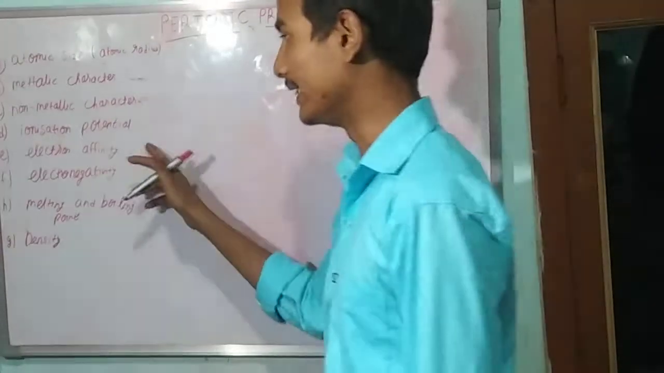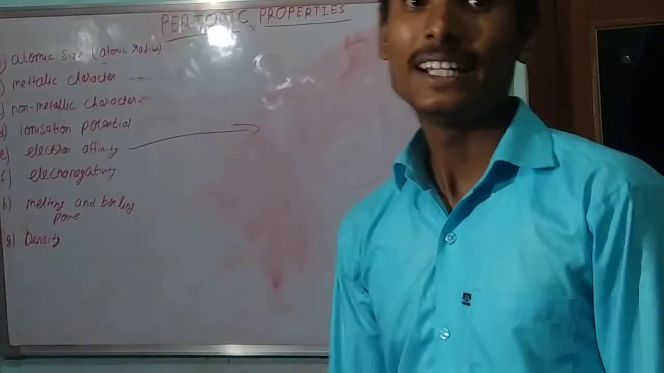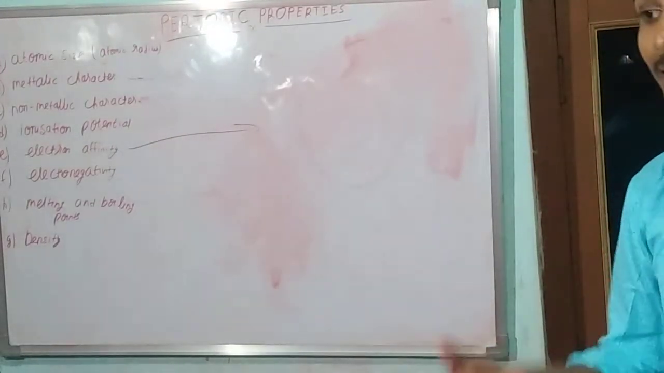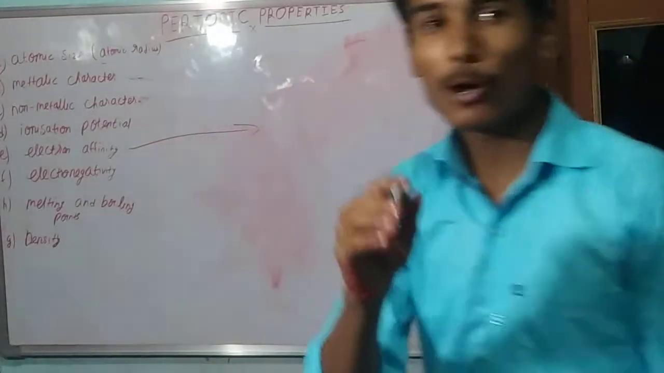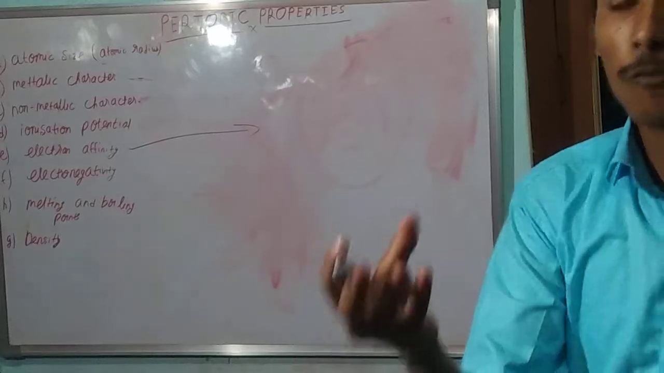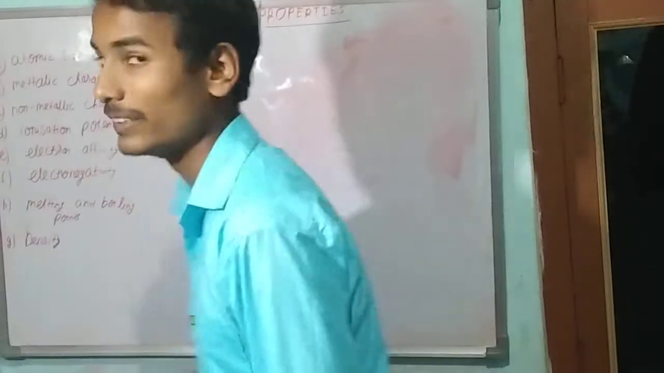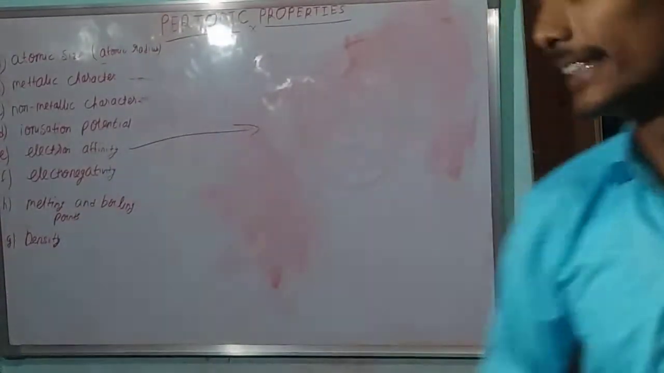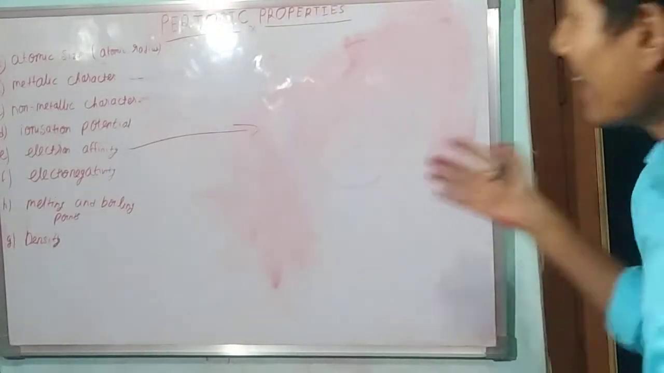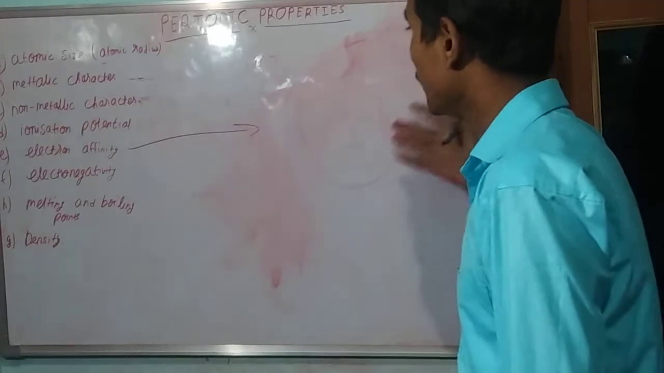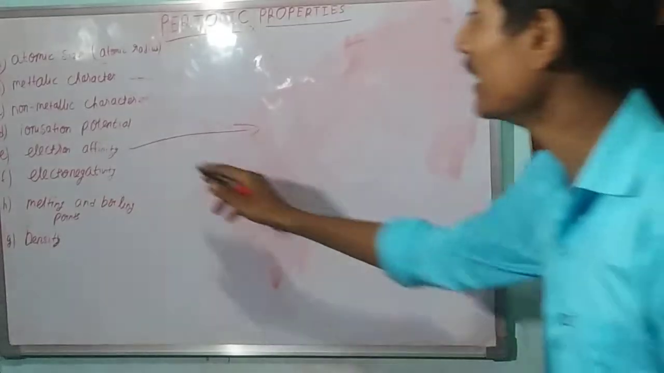Next is electron affinity. What is electron affinity? The amount of energy released when an electron is added to the atom or element. That is electron affinity. When we add an electron to the atom, the amount of energy released is the electron affinity.